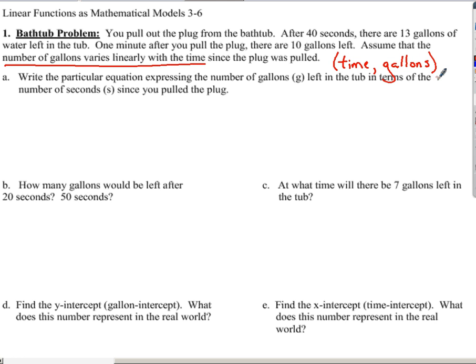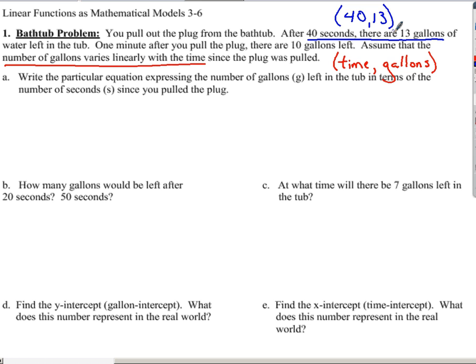So with that understood, let's see if we can find some points now from the rest of this problem. We see that after 40 seconds, there are 13 gallons. So one point might be 40 and 13, if we want to keep our time in terms of seconds.